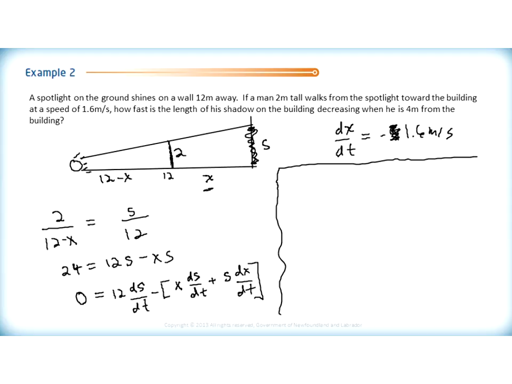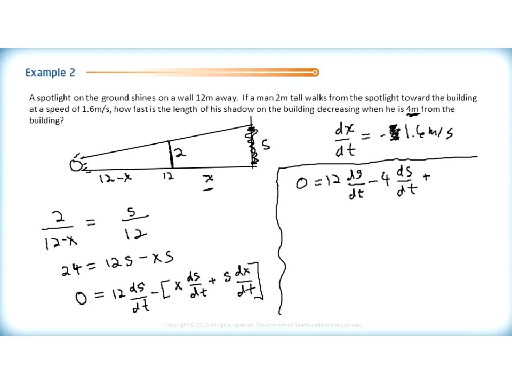If we distribute that and fill in the details at the same time, we're going to have 0 equals 12 ds over dt, which is the magic thing that we're looking for. And we're going to subtract X. It says, at a time when he is 4 meters from the building, so X is going to be 4. And ds over dt is still what we're looking for. And we're going to have to add S, which is the length of his shadow at this particular time.